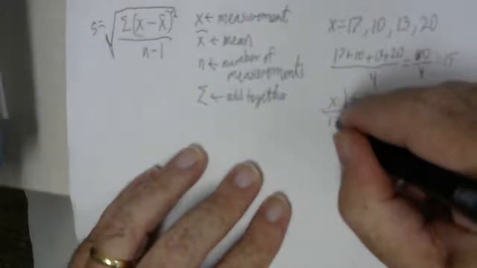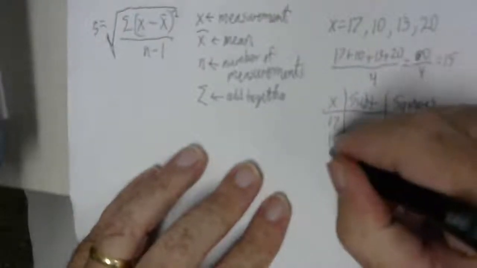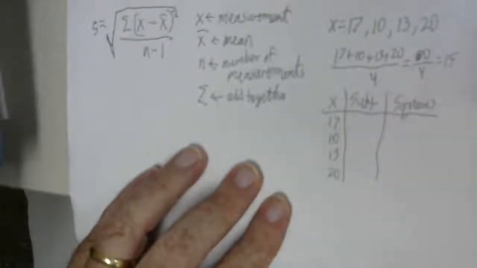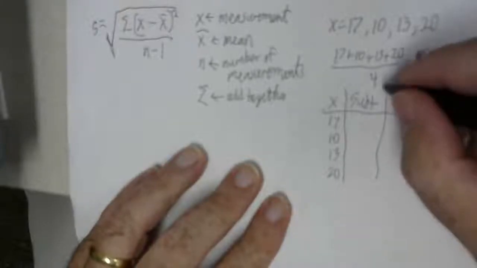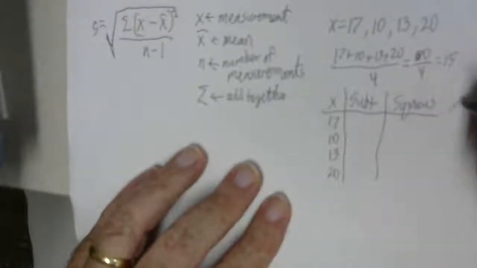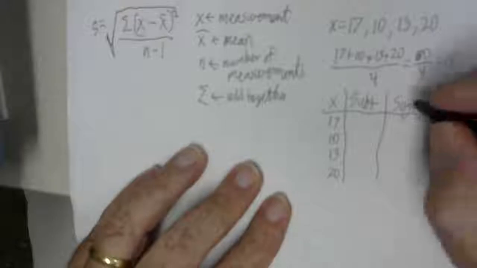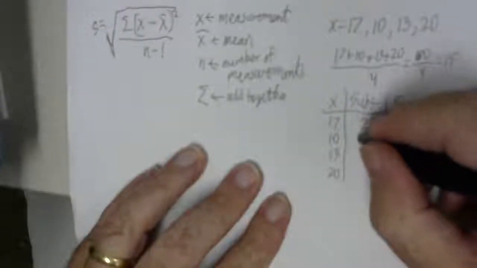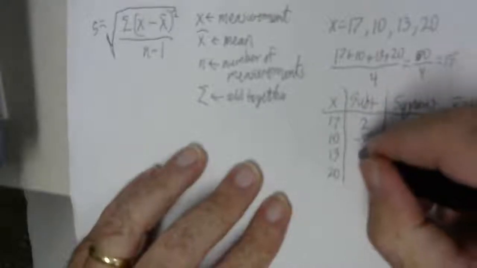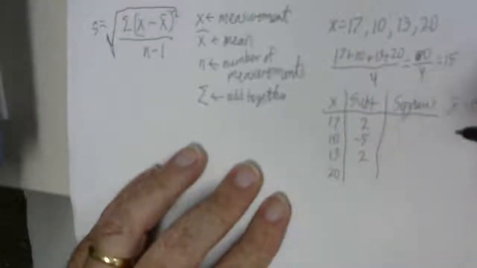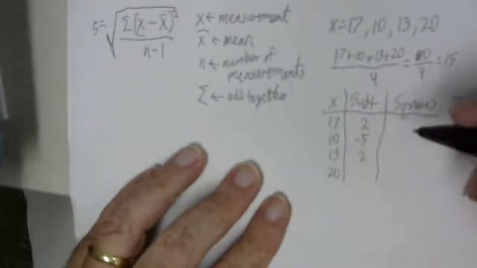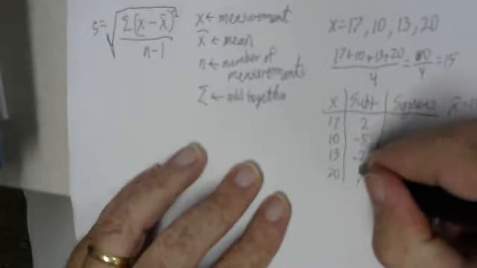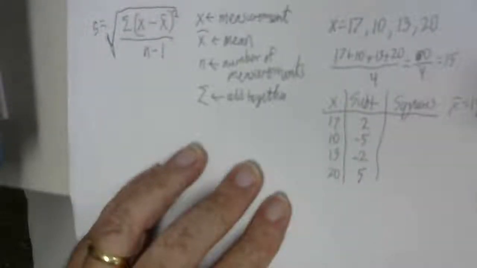I make my list 17, 10, 13, and 20. I'm going to subtract the mean. X bar is equal to 15. So when I take 17 minus 15, it's 2. 10 minus 15 is negative 5. This is 2. And this is negative 2, and this is positive 5.